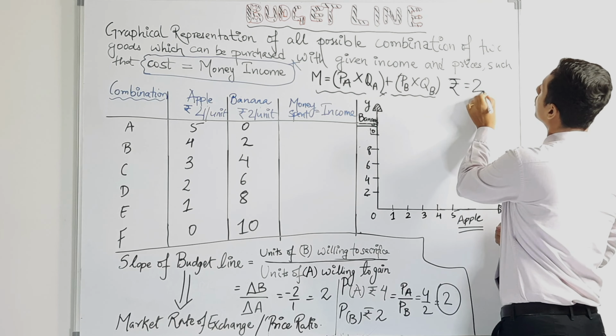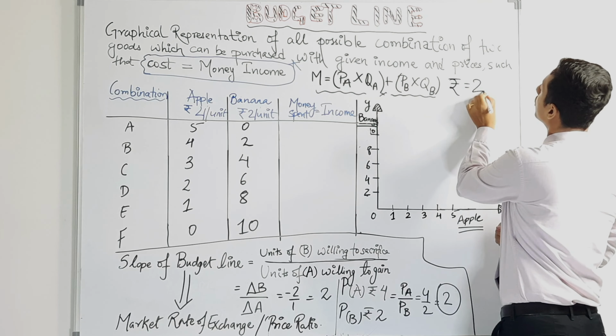Now, the next combination that is possible is if we buy 4 units of apple, that is 4 into 4, 16, plus banana is 2 rupees per unit, right? Banana is 2 rupees per unit. So 2 into 2 is 4, 16 plus 4 again is 20.